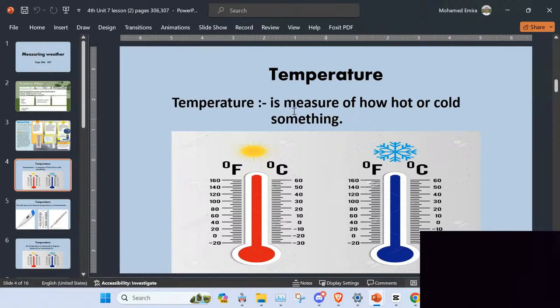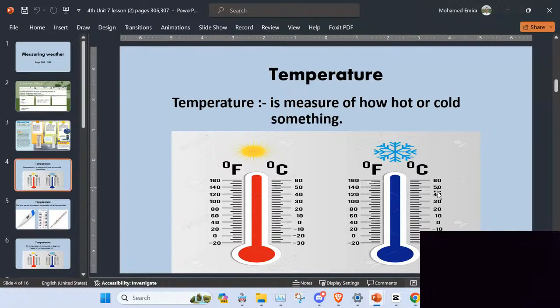What does this mean? Temperature is a measure of how hot or cold something is. When you have a lot of heat inside your body, we tell you you have a high temperature. If you have a low amount of heat inside your body, we say that you have a low temperature, and so on. So temperature is an indication about the heat inside your body.